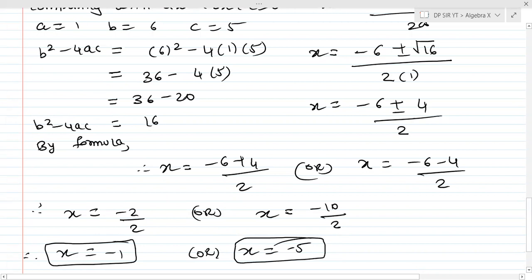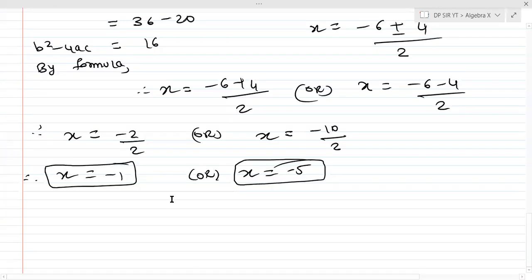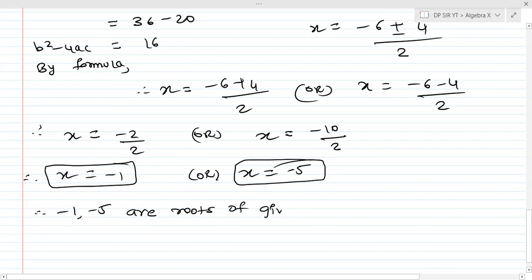Okay, it's clear. Shall I go ahead? Therefore minus 1 comma minus 5 are the roots of the given quadratic equation. Final answer statement as expected.